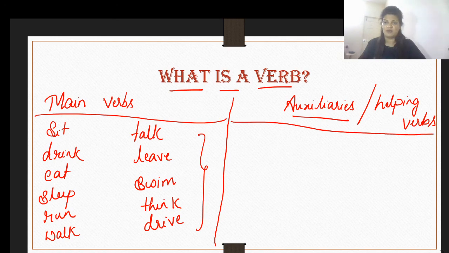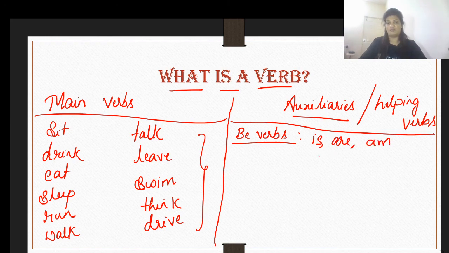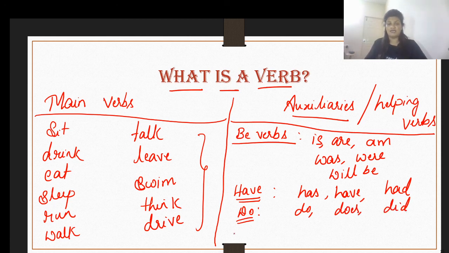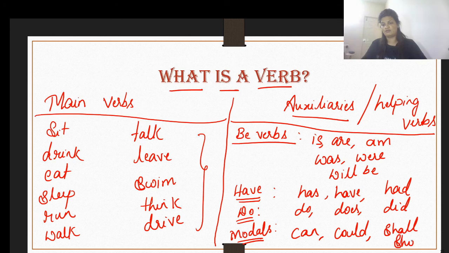Next, we have something called as auxiliaries. And under the section of auxiliaries, we have something called as be verbs, which is, are, am in present tense. In past, we have was and were, and in future, we have will be. And then we also have something called as have verbs, where we have has, have, and had. We also have something called as do verbs, like do, does, and did. And then we have modals, like can, could, shall, should, may, might, would. All these are your modals.